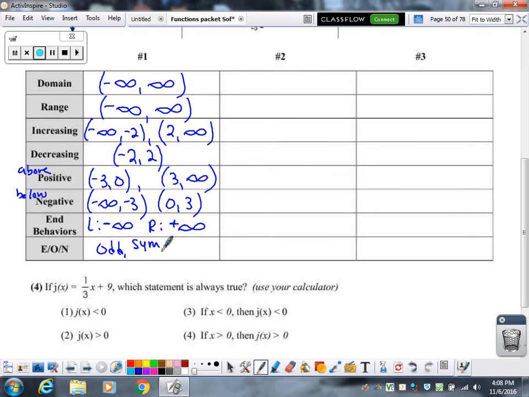It is symmetric with respect to the origin. I would like to add one more row to this table.